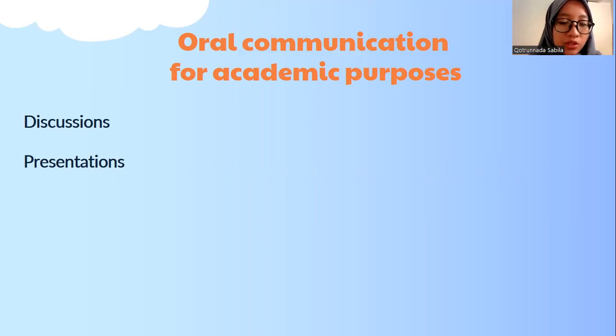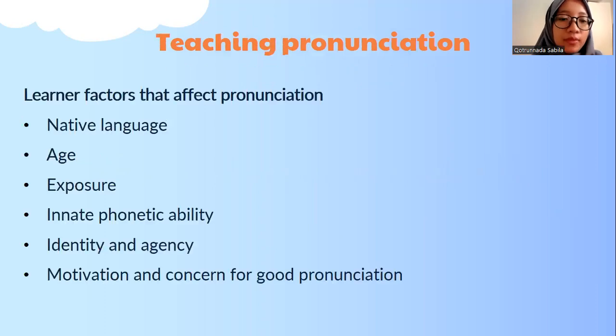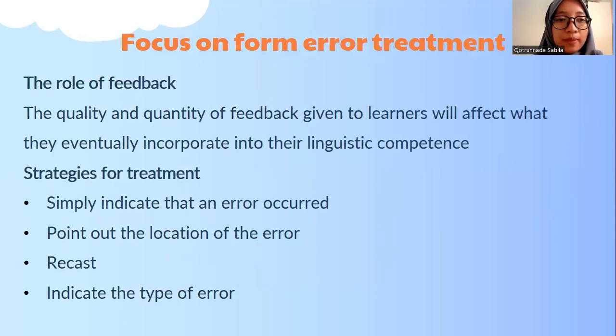And then for the presentations, a second distinguishing characteristic of academic oral communication is the frequent demand for making presentations. And then what are the factors within the learner that affect pronunciation, and how can you deal with each of them? Here is a list of variables to consider: the native language, age, exposure, innate phonetic ability, identity and agency, motivation and concern for good pronunciation.